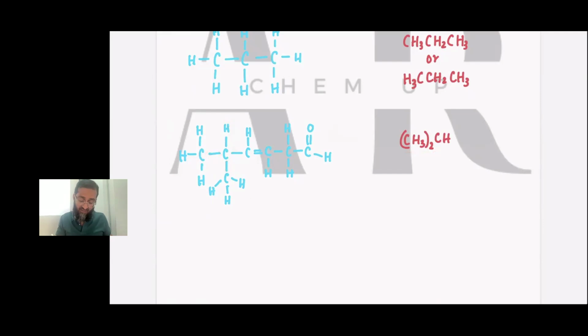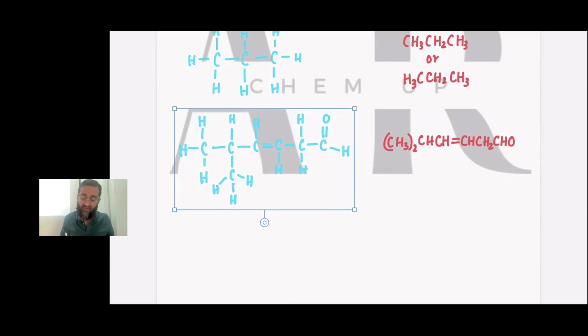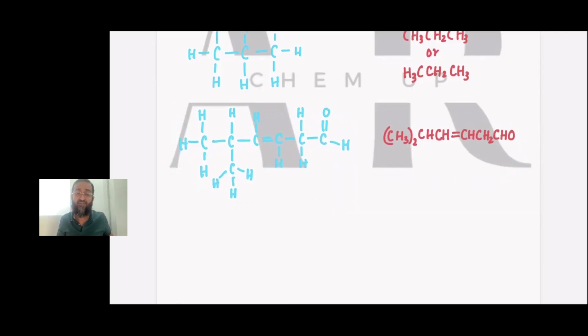Okay. After that CH, I have another CH, then double bond, then CH, then CH2, and then which functional group is this? What functional group is this? It's aldehyde. So it is always written as CHO. COH is always for alcohol. OH is always for alcohol. Do remember this. Carbonyl and specifically aldehyde. Okay.